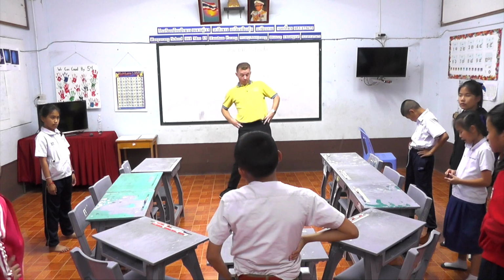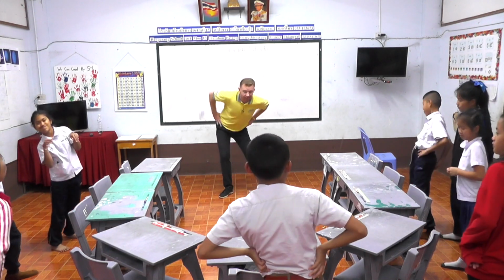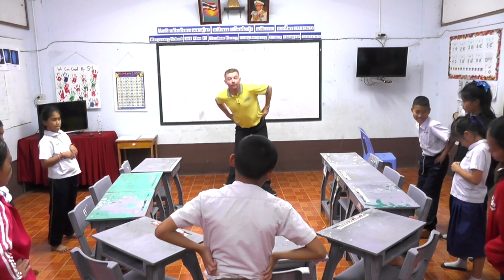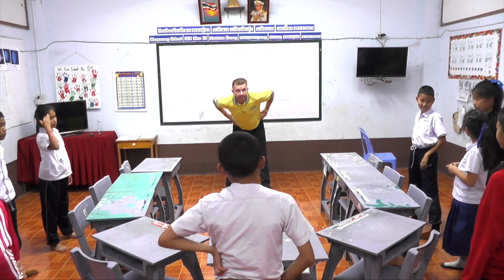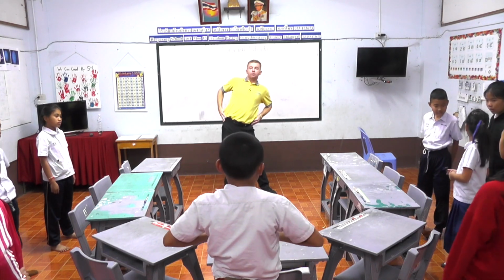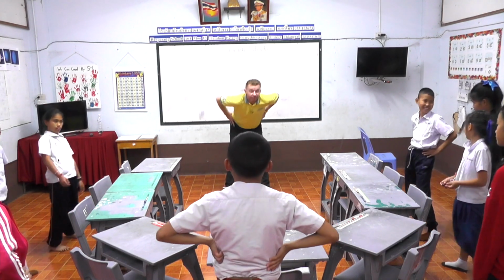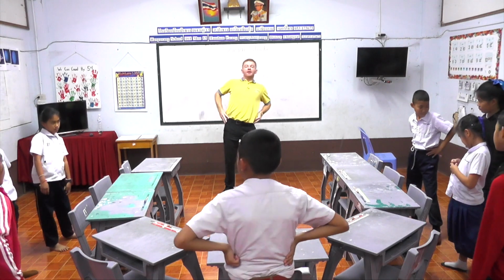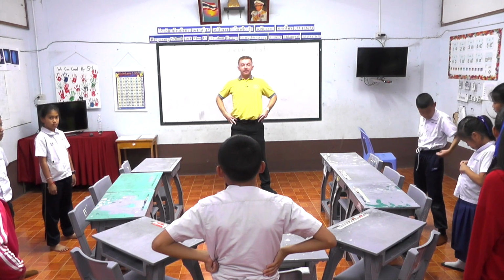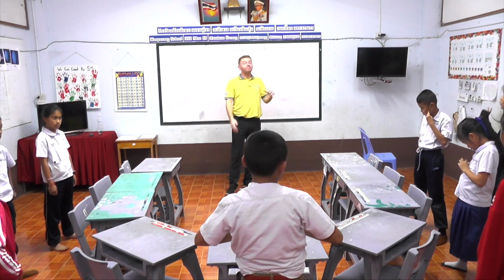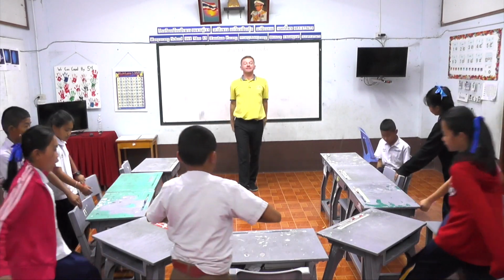Next we can go round and round. And stop. Then back the other way. Round and round the other way. And stop. To finish, we will do five claps. One, two, three, four, five. Excellent, guys. Have a seat.